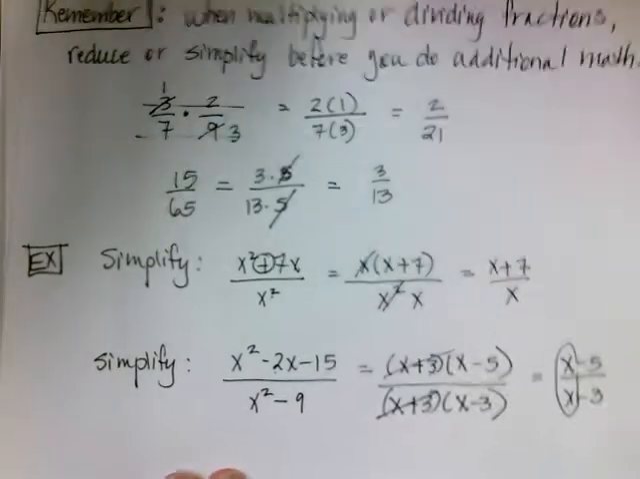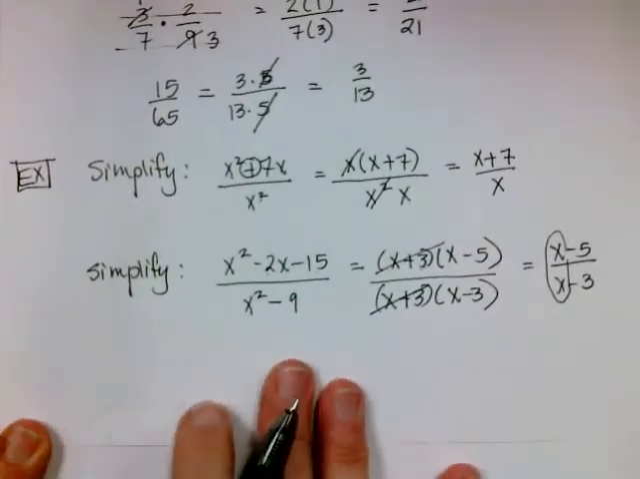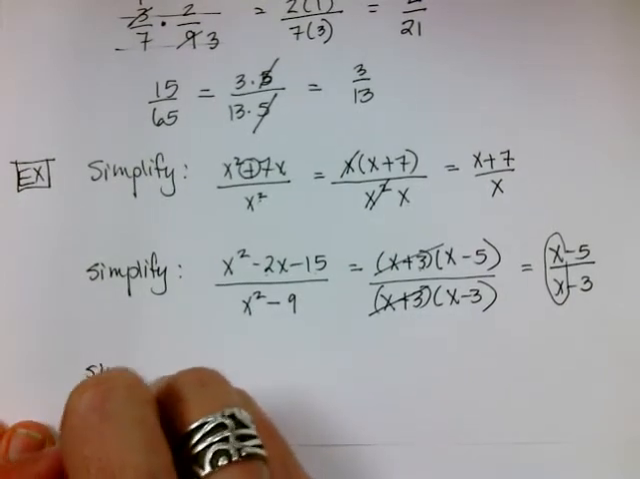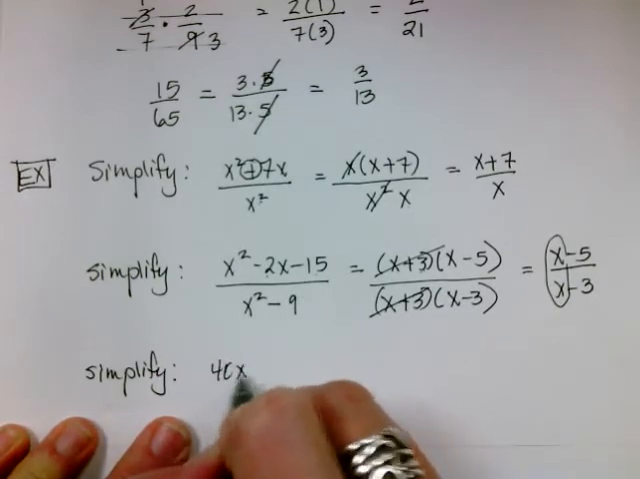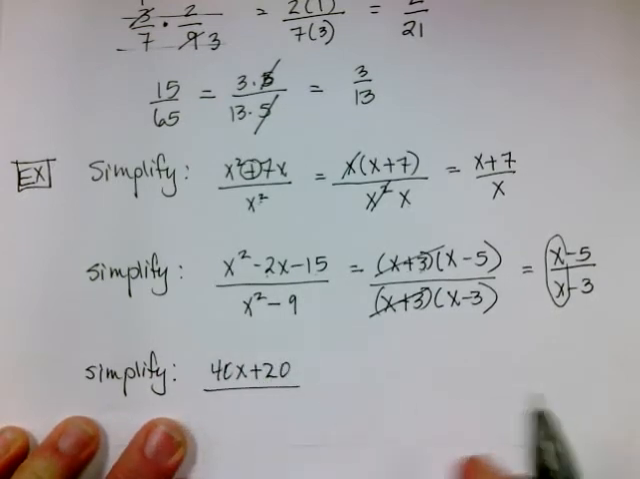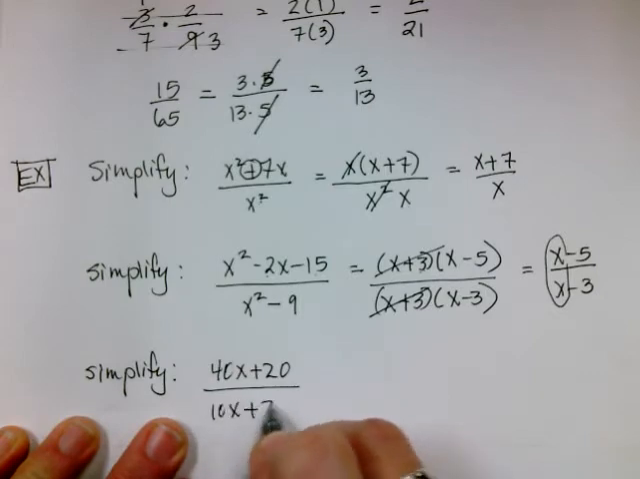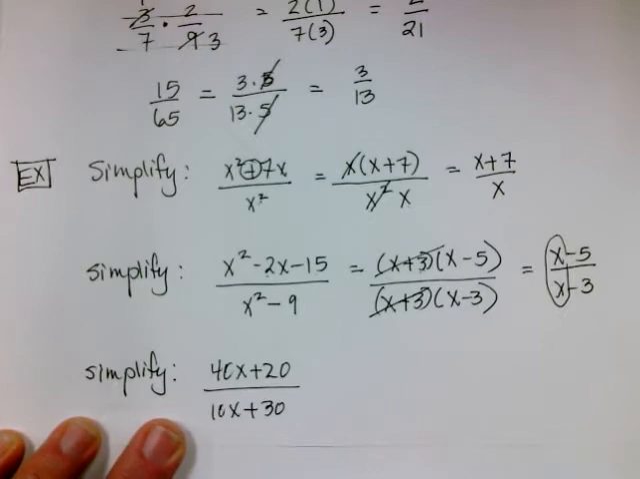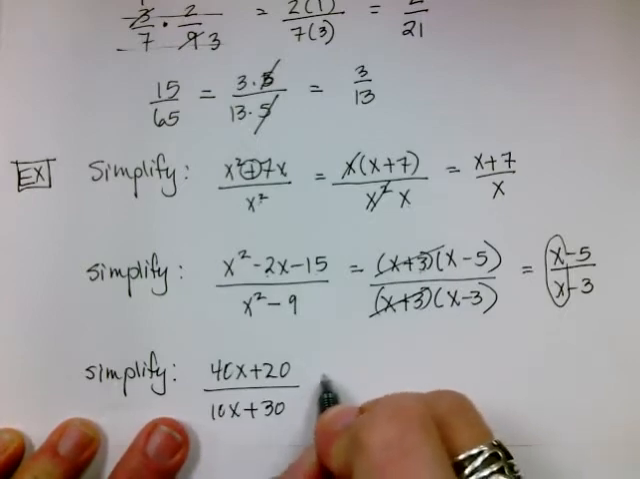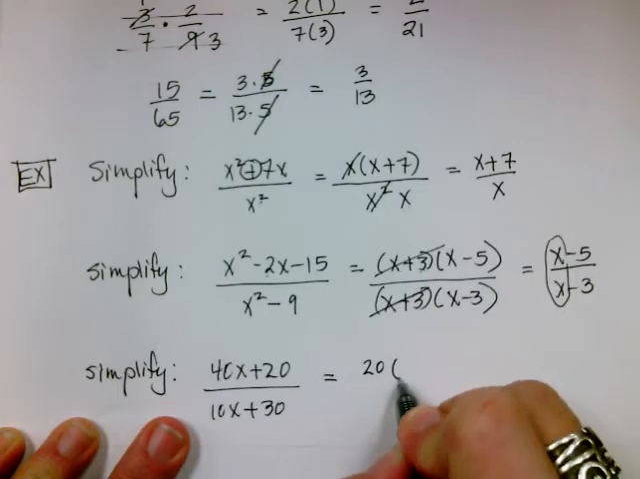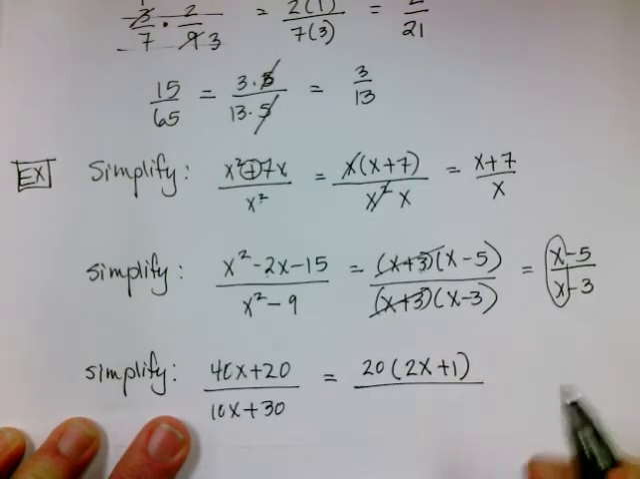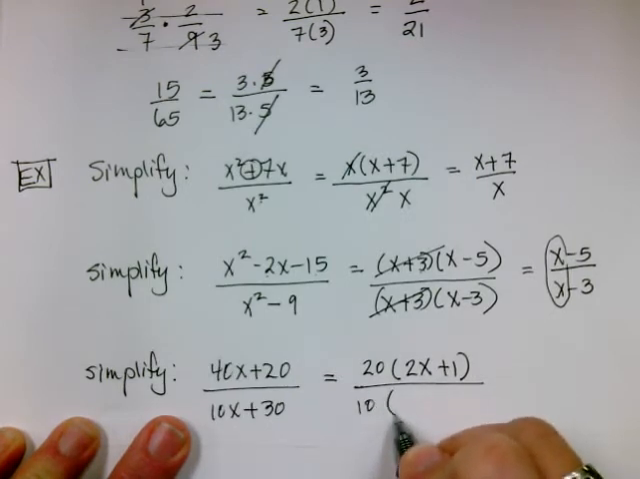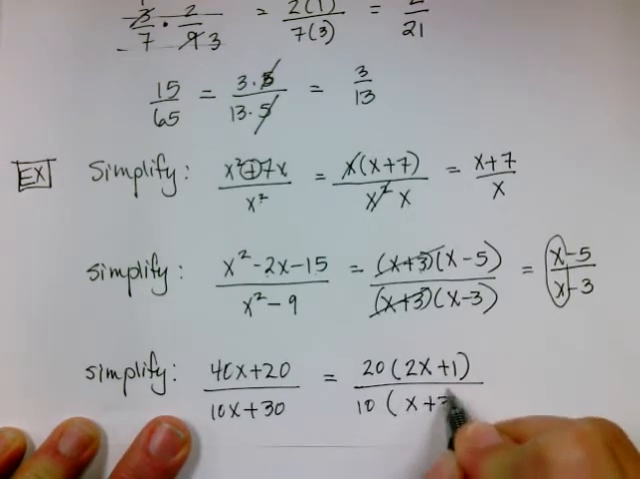All right, I have one more example like this. Again, it's going to say simplify. And I'm going to have 40x plus 20 divided by 10x plus 30. Again, I can't reduce anything top to bottom because they have an addition sign, but I can factor. So I'm going to factor a 20 out on the top, and I'm going to get 2x plus 1. And then I'm going to factor a 10 out on the bottom, and I'm going to get x plus 3.